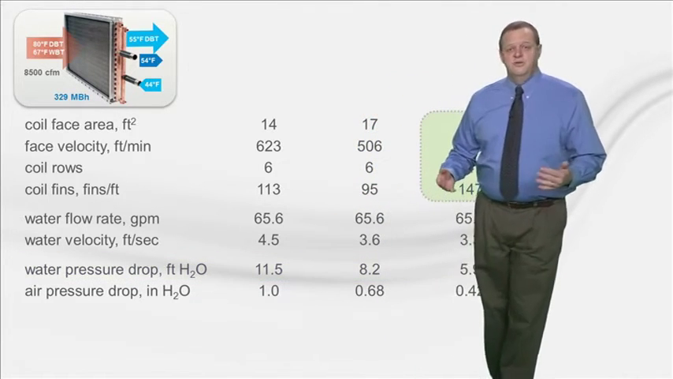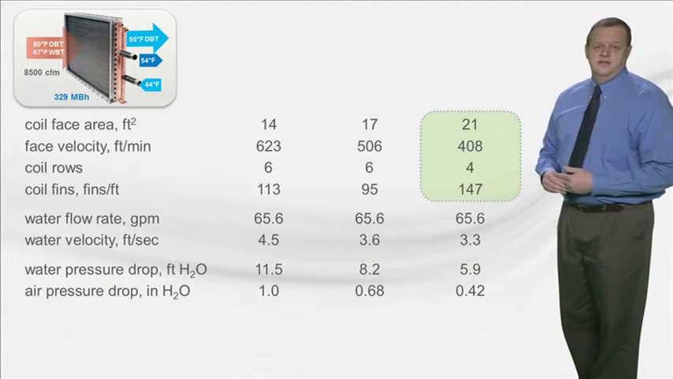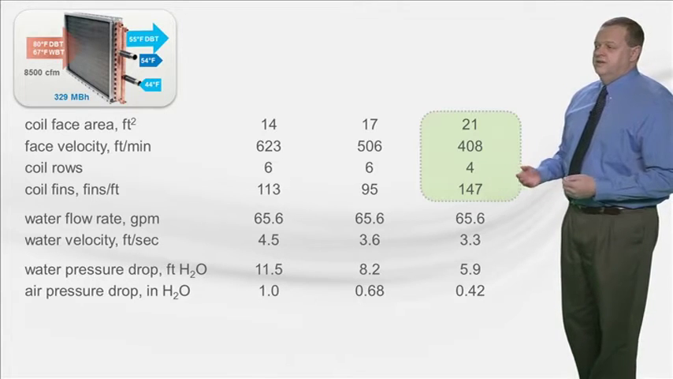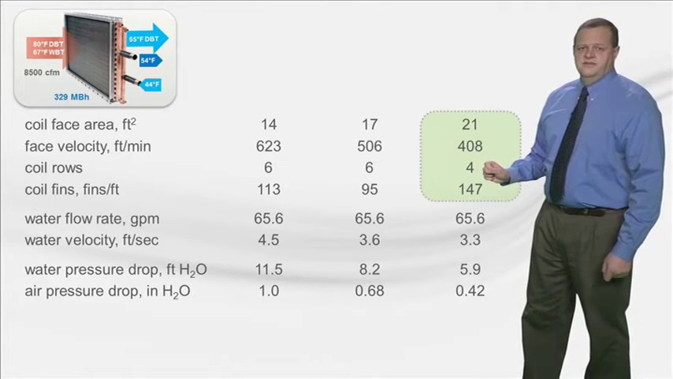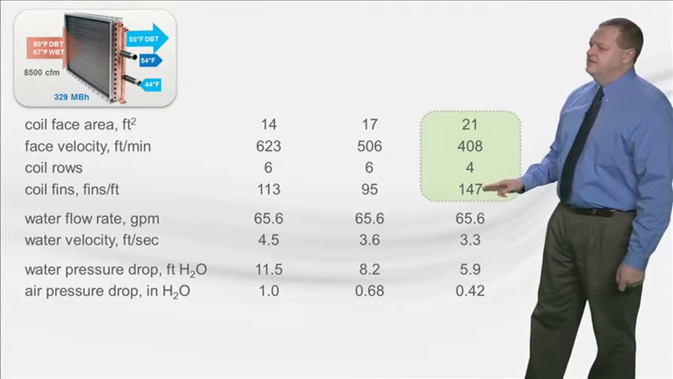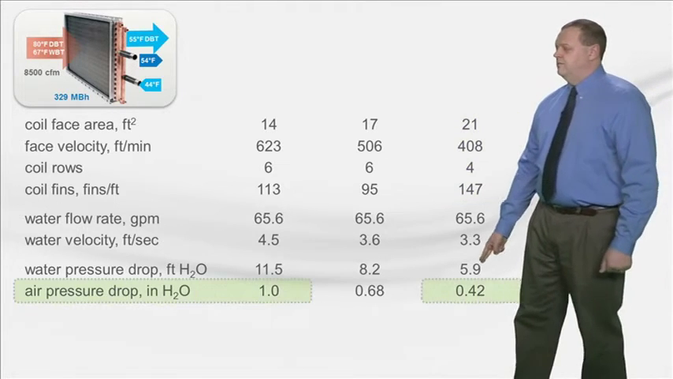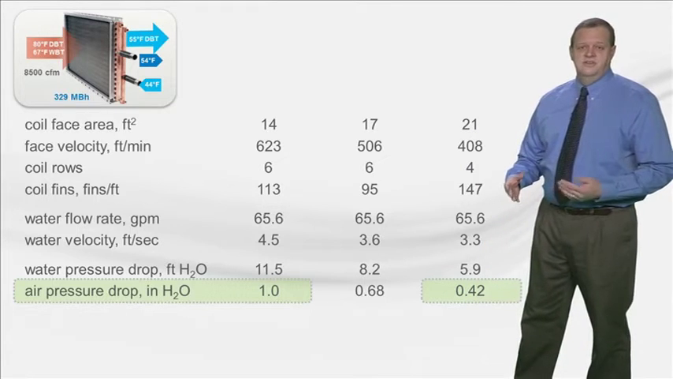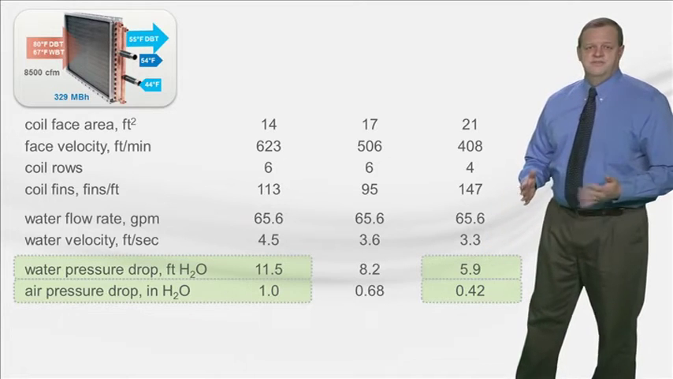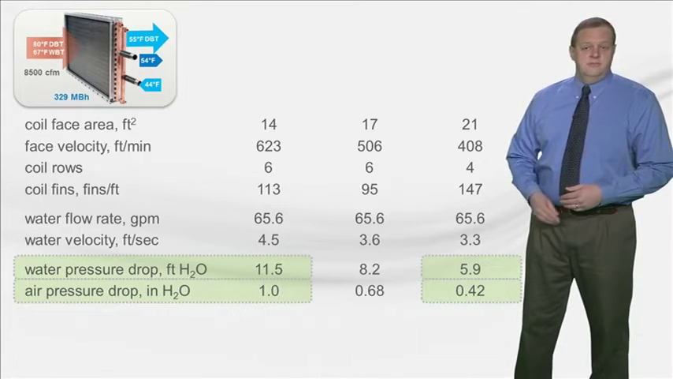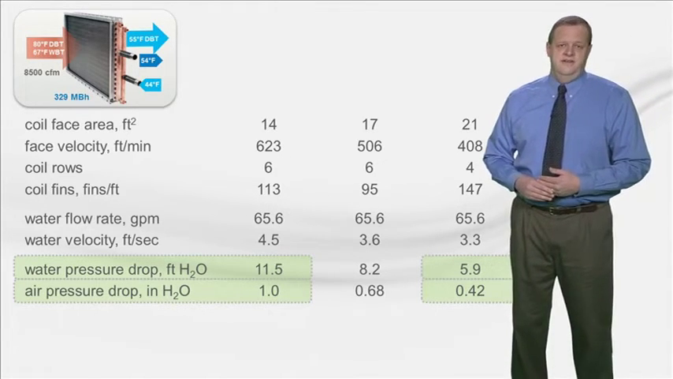However, as we just mentioned, if your goal is to reduce energy use, you might want to consider selecting the larger size 21 unit. With more surface area, the coil can deliver the same capacity with only 4 rows of tubes rather than 6. Even though this coil needs more fins, fewer rows and a larger face area results in a much lower air pressure drop, 0.42 inches, and a lower water pressure drop at 5.9 feet. The result is reduced fan and pumping energy. But again, this does increase the size, cost, footprint, and weight of the air handler.